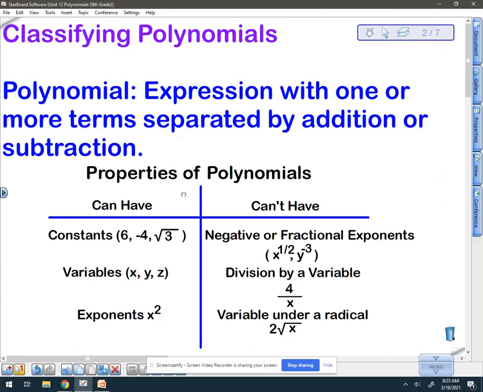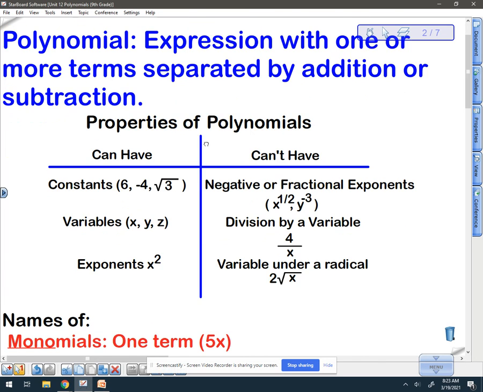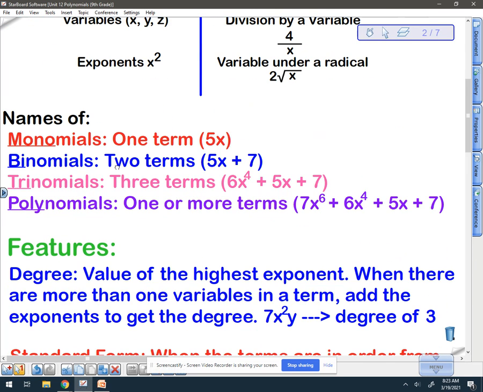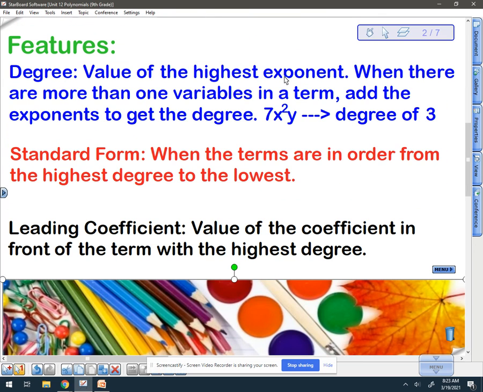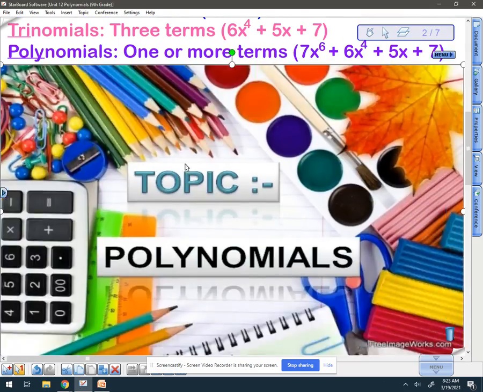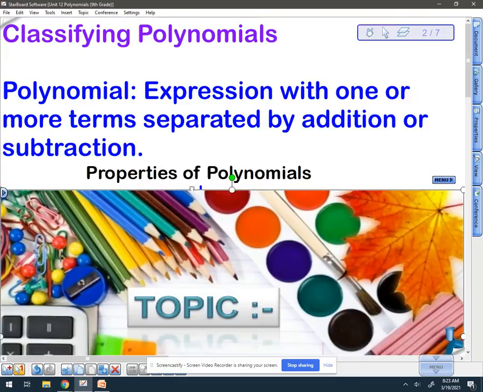So just to recap, on your assignments, you're going to have to be able to tell, is it a polynomial, yes or no, based on this part. Name the polynomial. Is it a monomial, binomial, trinomial, or more than that, so it's just a polynomial. And then features: find the degree, be able to write it in standard form, and be able to name the leading coefficient. All right, so that is what we have today.